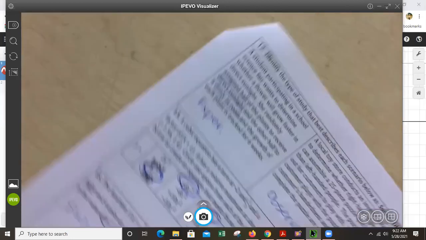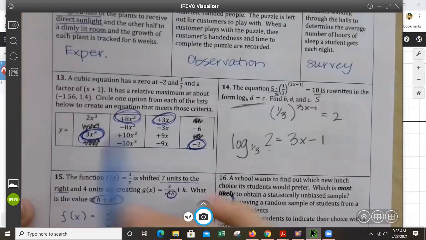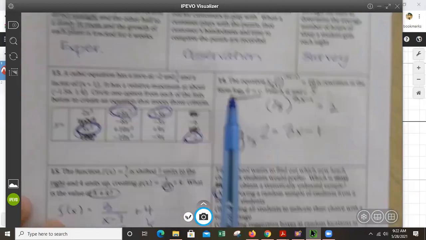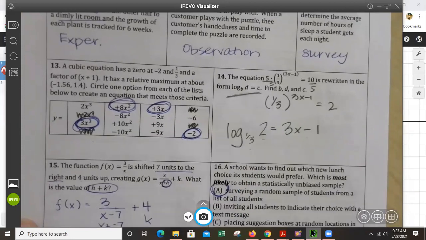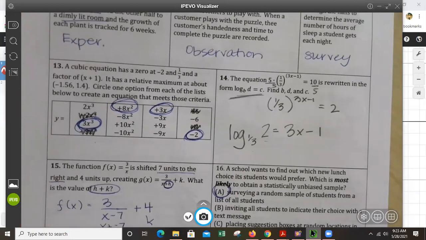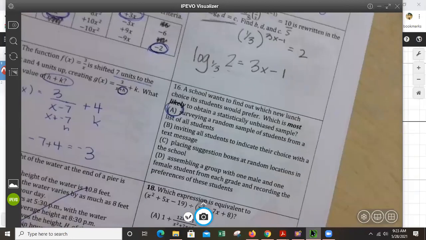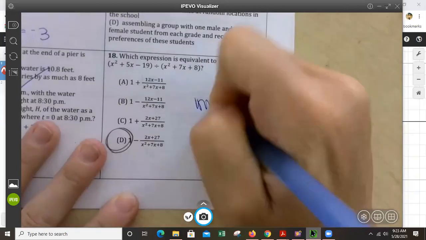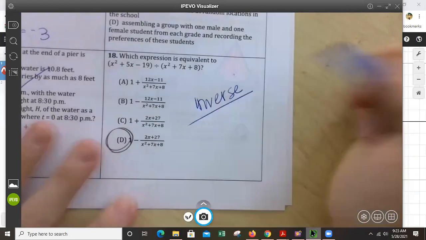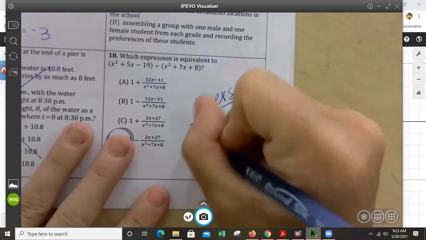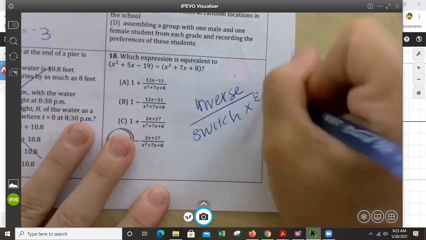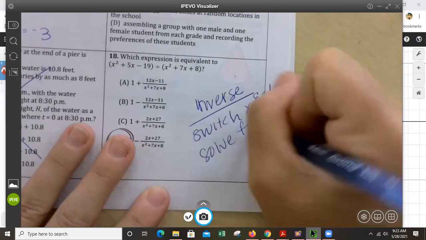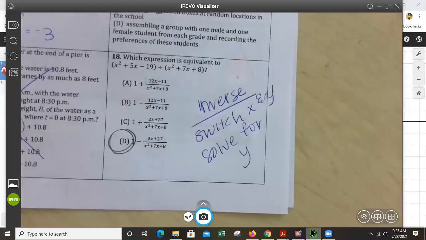All right. I have seen things like 13. I have seen 14 where you rewrite. We've had one of those where we had to rewrite it or did inverses. Don't forget your inverses. How do you find an inverse? We did this like once or twice on our final exam review. Remember, you switch X and Y and then solve for Y. So they'll have at least one question on inverses, if not 2.